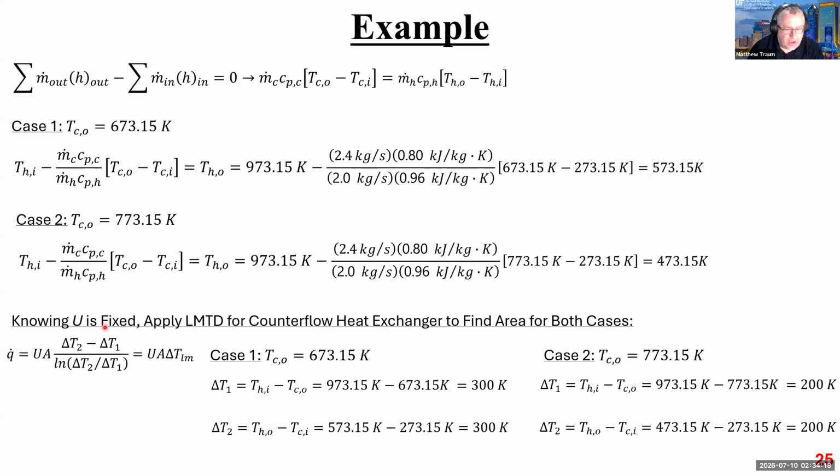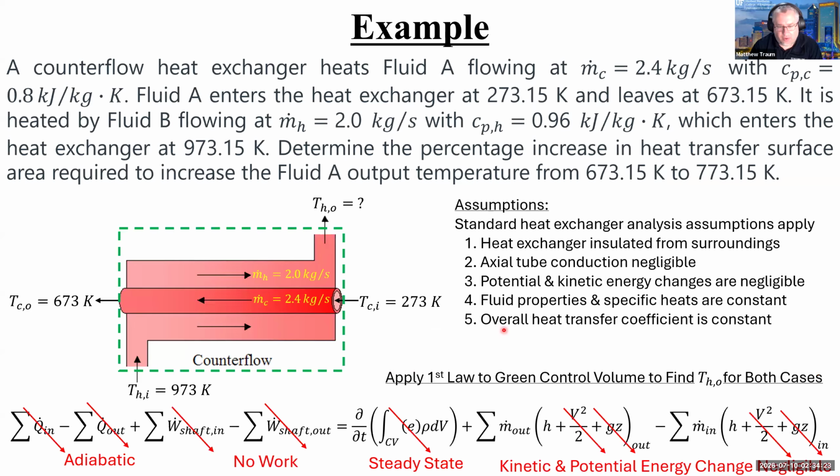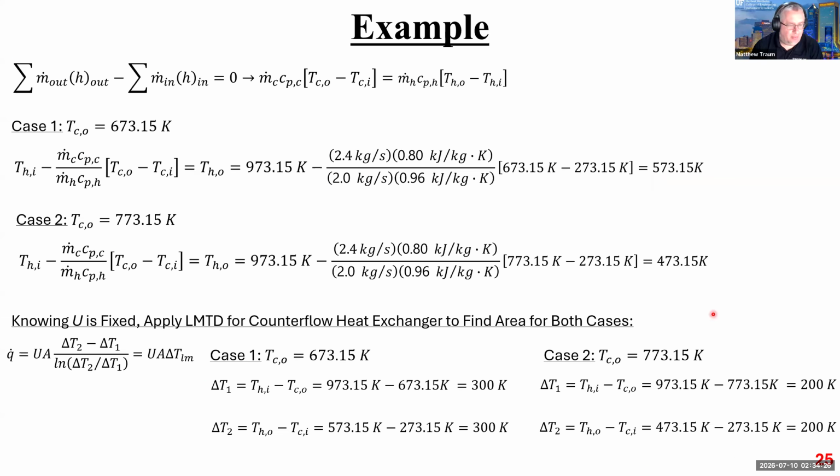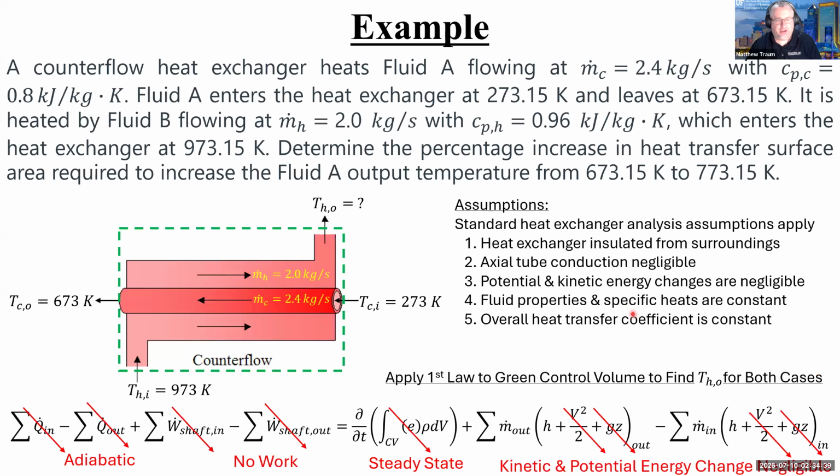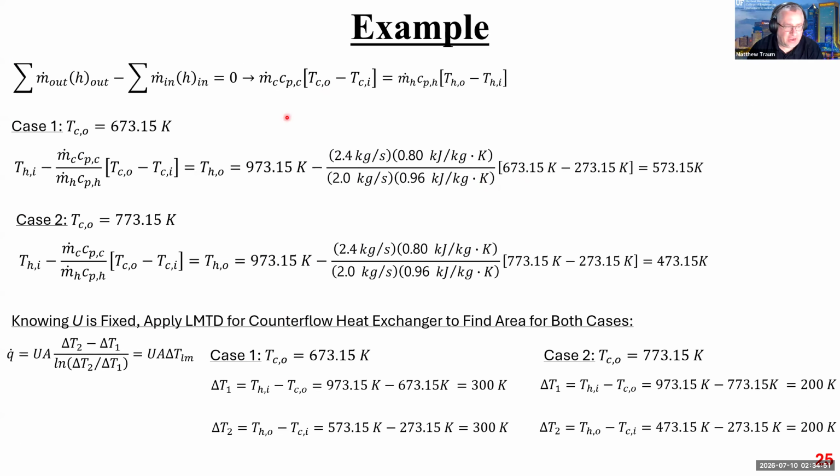Okay. We know that U is fixed, right? Because we made that assumption, the overall heat transfer coefficient is constant. And so I want to just apply my LMTD method for counterflow heat exchangers to find the area in both cases. And then if I take the ratio of those two areas, that gets me to what I'm trying to solve for, right? Which is the percentage increase in heat transfer surface area required to increase fluid A output temperature. So I'm just looking for a ratio of those two areas, area for case one versus area for case two.